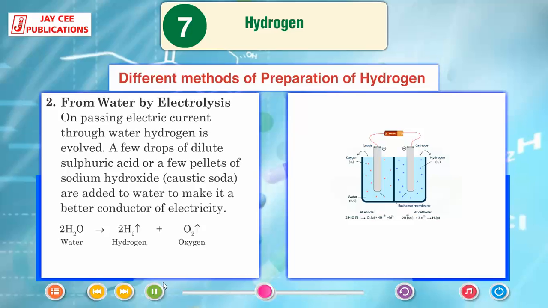From water by electrolysis. On passing electric current through water, hydrogen is evolved. A few drops of dilute sulfuric acid or a few pellets of sodium hydroxide, caustic soda, are added to water to make it a better conductor of electricity. 2H2O (water) gives 2H2 (hydrogen) + O2 (oxygen).